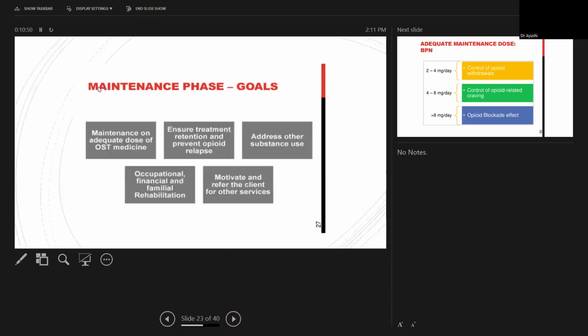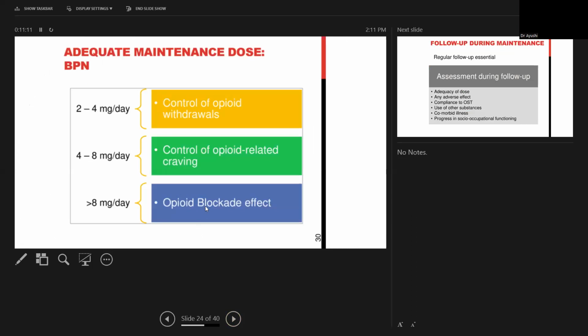Now in maintenance phase, the goal is maintenance on an adequate dose of OST medicine. We should ensure treatment retention and prevent opioid relapse, and we should address other substance use, occupational, financial and familial rehabilitation, motivate and refer the client for the services. Now, adequate maintenance dose of buprenorphine: 2 to 4 mg per day controls opioid withdrawal. 4 to 8 mg per day controls opioid-related craving, and greater than 8 mg per day controls opioid blockade effect.